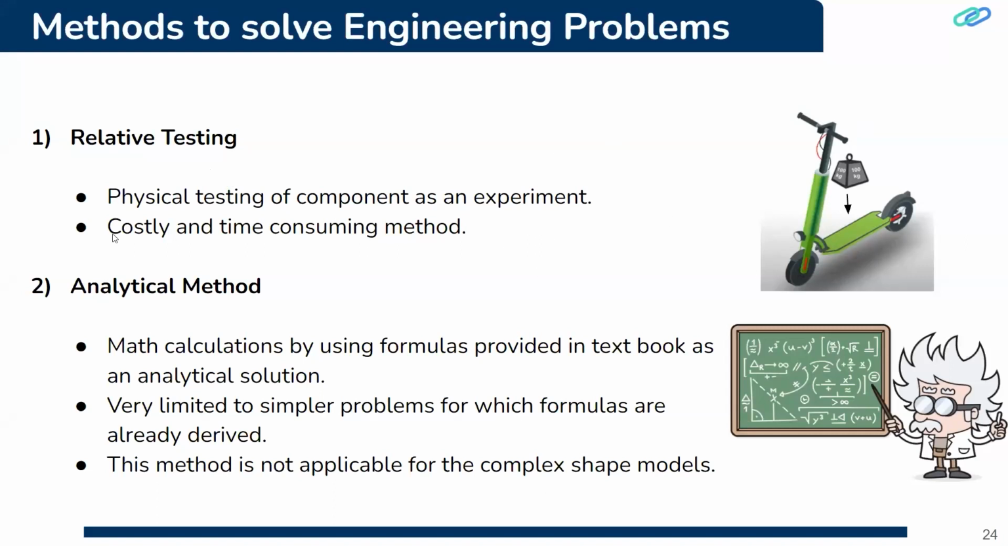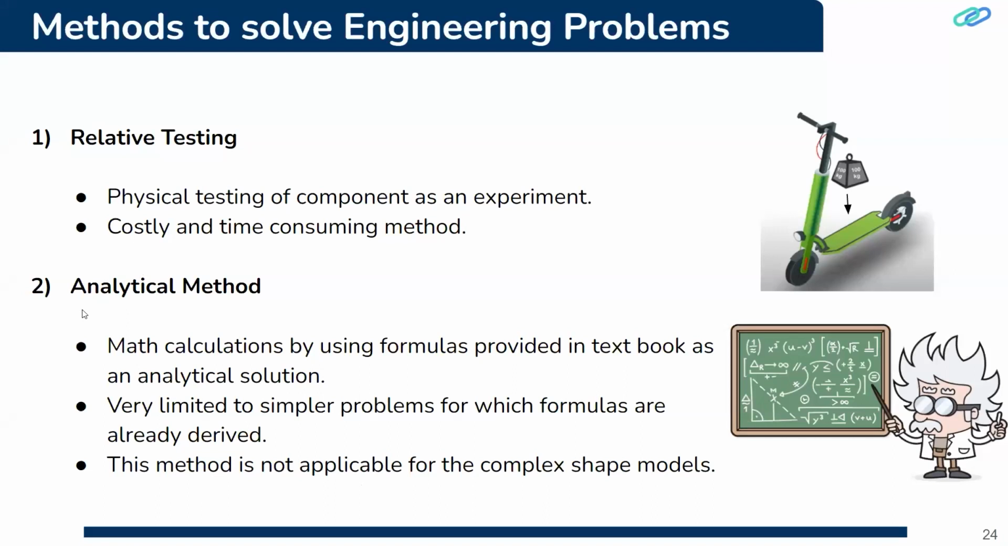This method is very costly and time consuming. Why? If I want to do an analysis, I have to manufacture this entire product once and then do the testing. In case it breaks and I want to change to a different material, I'll have to manufacture again and test again to understand whether that new material is going to break or not. The cycle keeps repeating until I come up with an optimized plan. That's why it is very costly and time consuming.